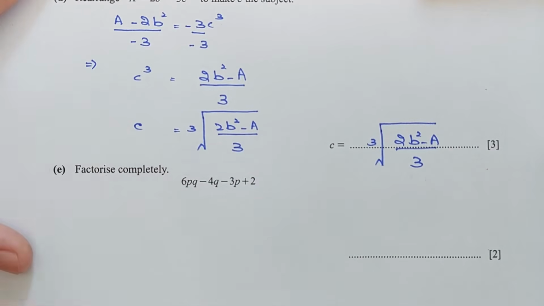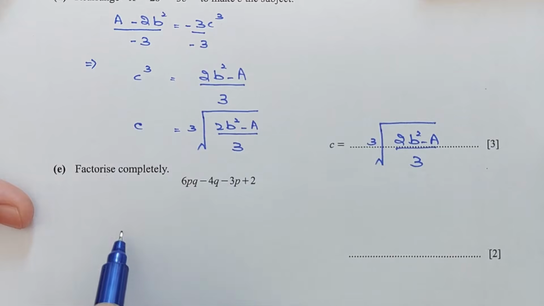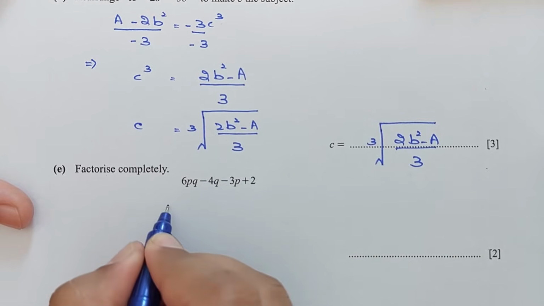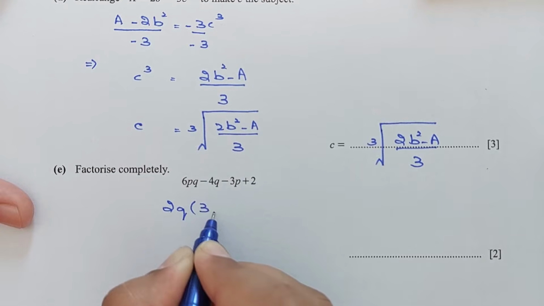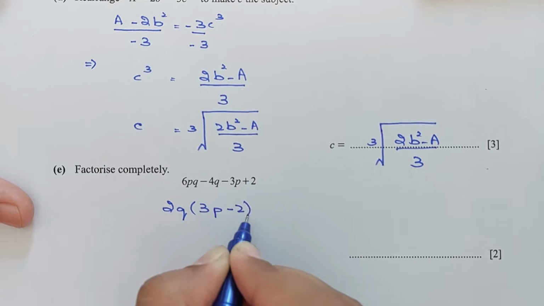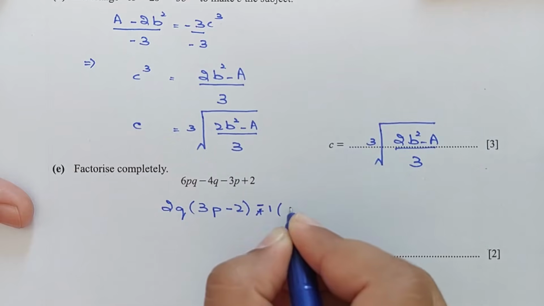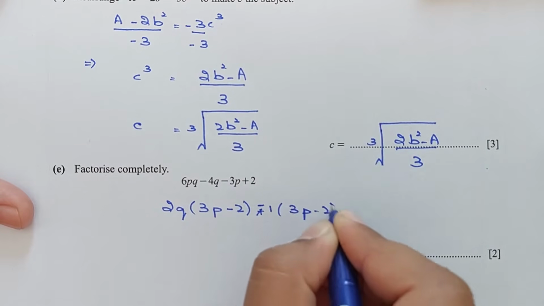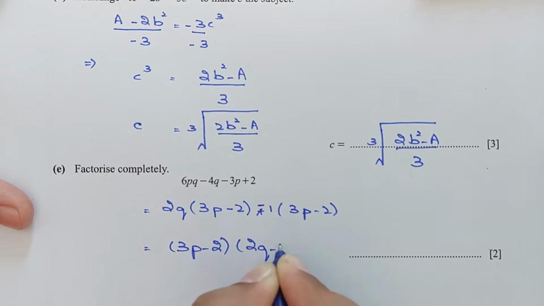Now for part E, factorize completely. So from 2pq and 4q, q is common and 2 is common. 2q is common. 2 times 3 is 6 and p is left, and 2 times 2 is 4 minus 2. So negative 1 is common, sorry. So it becomes 3p and minus 2. So the two factors are 3p minus 2 and 2q minus 1.